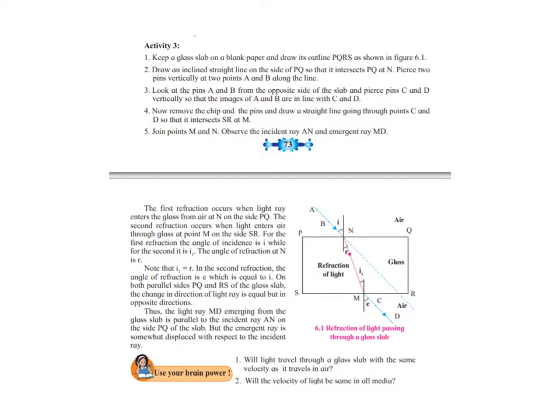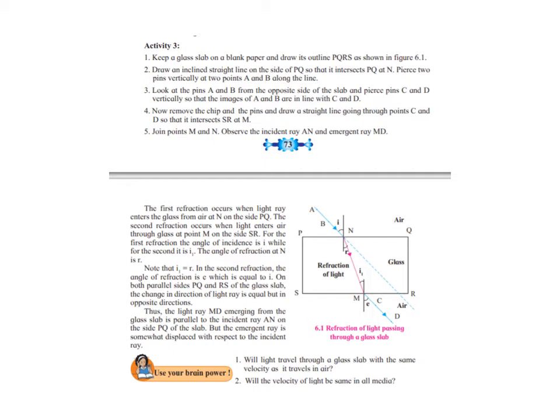This is an experiment to prove the refraction of light. What you do in this case is, you take a blank paper and you keep a glass slab on it and draw the outline PQRS as shown in the diagram. Draw an inclined straight line on the side of PQ so that it intersects PQ at N. So what you do is, you draw a perpendicular line and then you draw an inclined line over there, which is meeting at N.